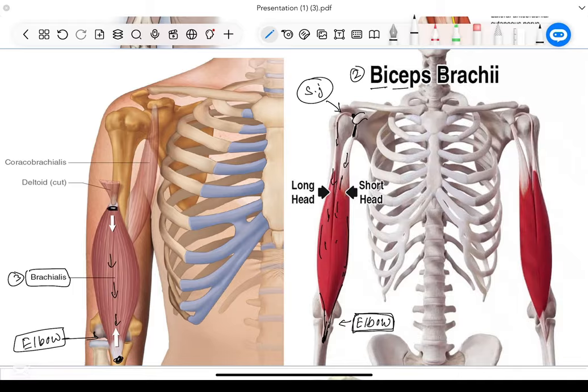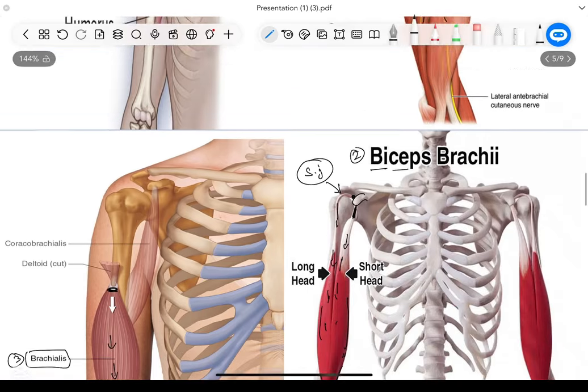Coracobrachialis only crosses the shoulder joint, so it will work on the shoulder joint. Biceps brachii crosses the shoulder joint and elbow joint, but it has a pronounced action on the elbow joint. And brachialis crosses only a single joint, that is the elbow joint, so it will work on the elbow joint.